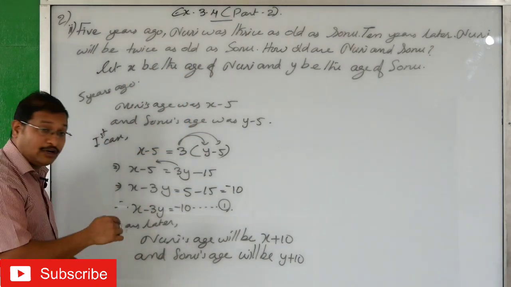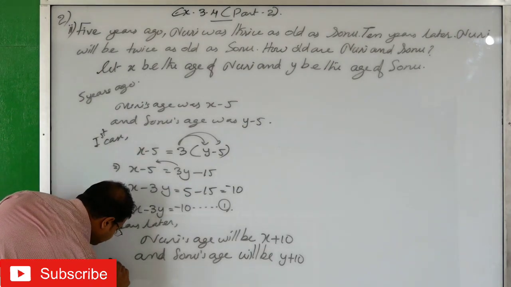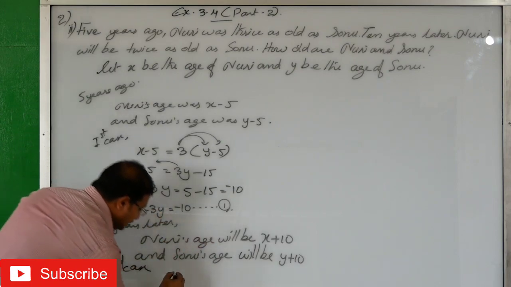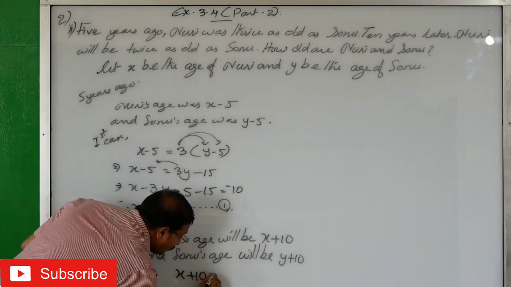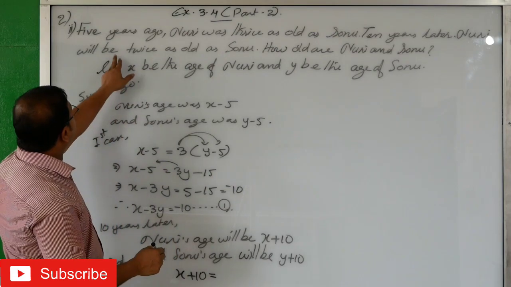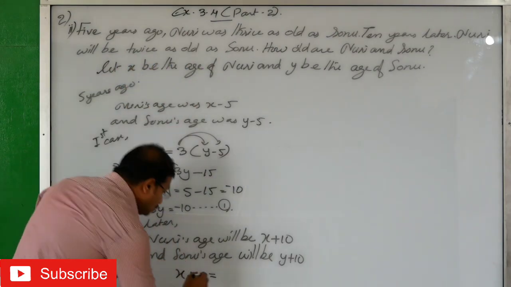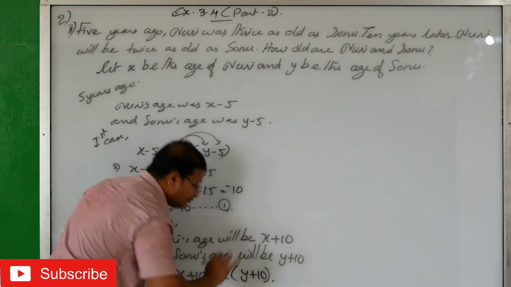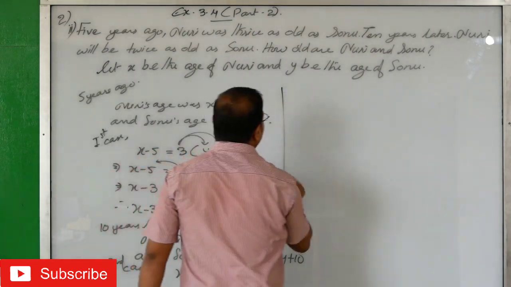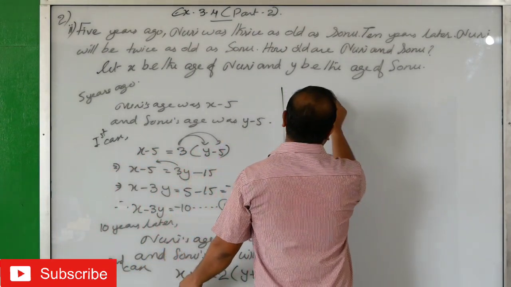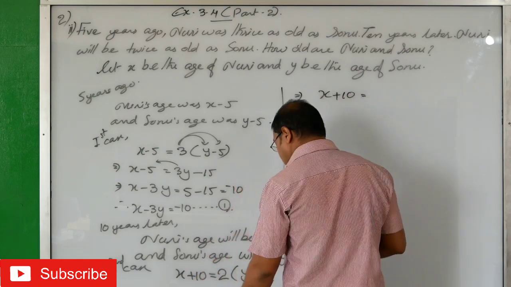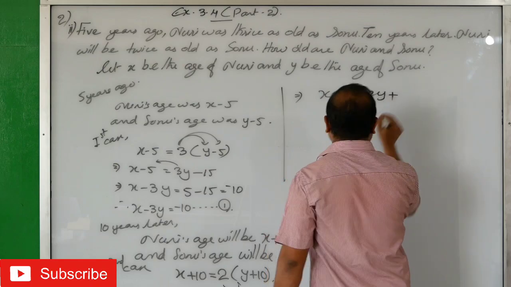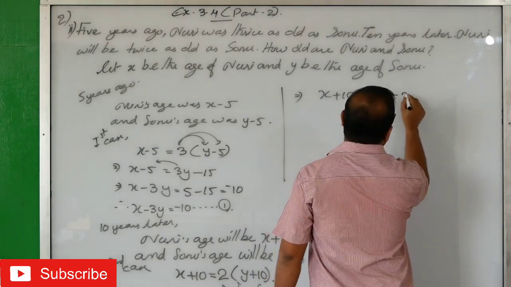So, Nuri's age. That means second case. So, we got already Nuri's age. Nuri's age is x plus 10 equals, what will happen? Twice as old as Sonu. That means twice, 2 times the age of Sonu. Sonu is y plus 10. Ready? Let's open the bracket now. This implies x plus 10 equals, now 2 into y, see, 2 into y, 2y plus 2 into 10, 20.